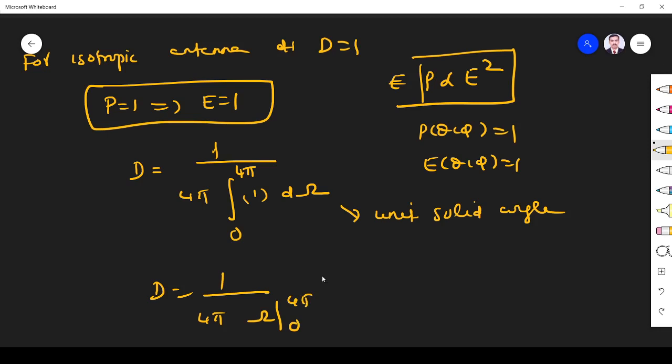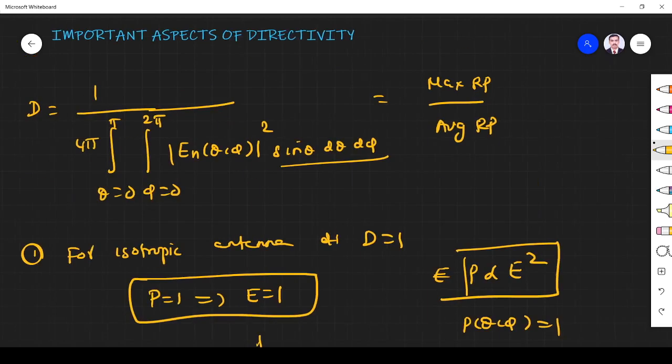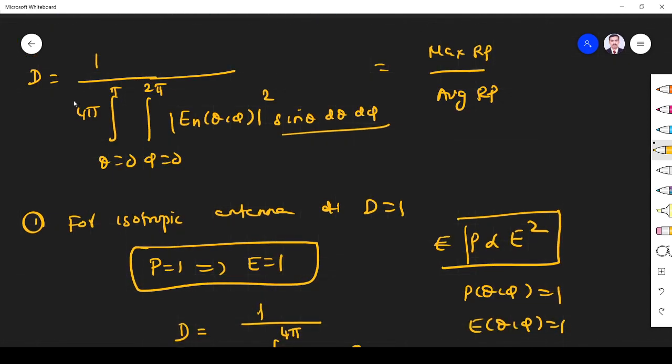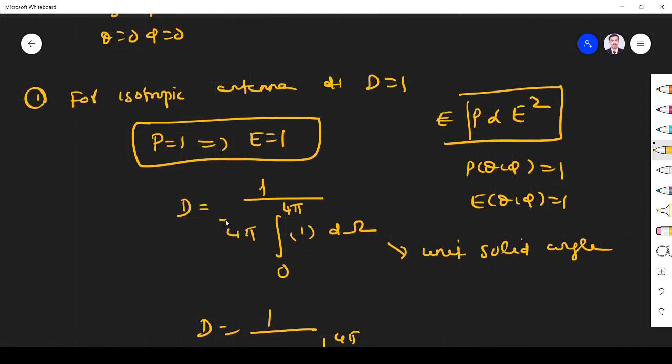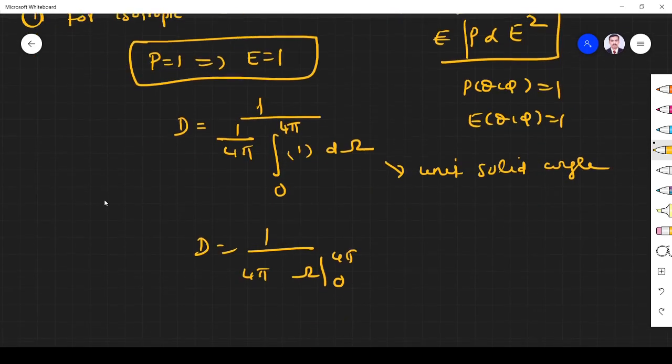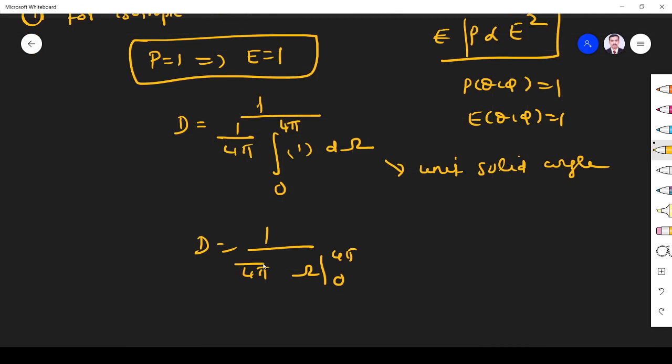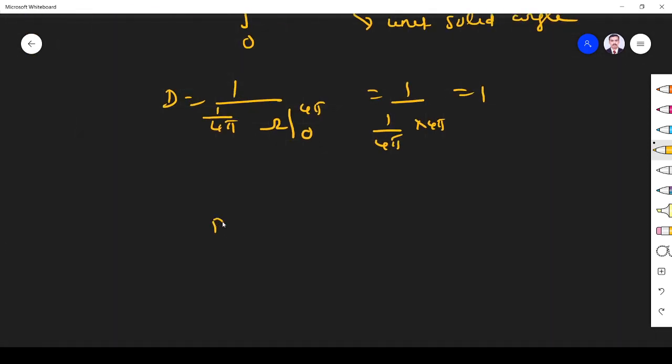Sorry, here it is not 1 by 4 pi. It is 1 divided by 1 by 4 pi. Please change the formula. If you have any doubt, please refer to my video on directivity. So this will be 1 divided by 1 by 4 pi into 4 pi, that is equal to 1. So directivity of an isotropic antenna is 1.